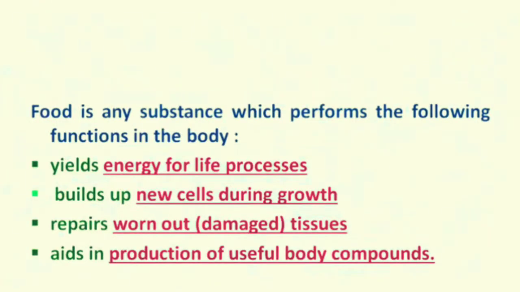Food is any substance which performs the following functions in our body. The first very basic function is that it provides us energy for the life processes which take place in our body. Food also helps us in building up the new cells which are required for the maintenance of the body. It also repairs the tissues which get damaged during the life processes. It also aids in the production of useful body compounds. So I hope you are seeing how useful food is in our life.